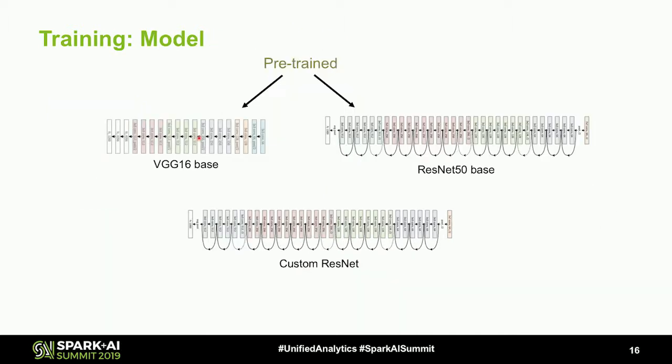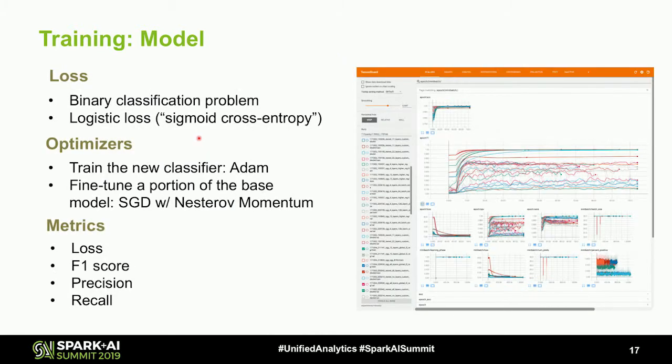We try both VGG and ResNet models, and we also combine these two models together at inference time to increase the inference accuracy. For the loss function, we treat this problem as a binary classification problem. So we use sigmoid cross entropy as the loss function, and use Adam as the optimizer. For the metrics, we record the loss, F1 score, precision, and recall, and visualize them in TensorBoard.